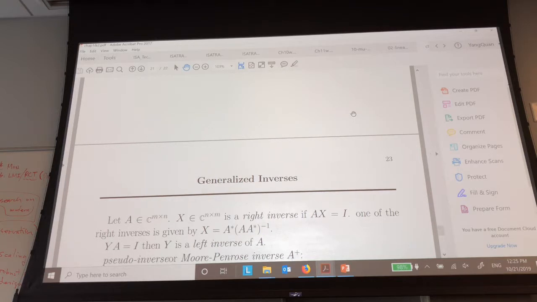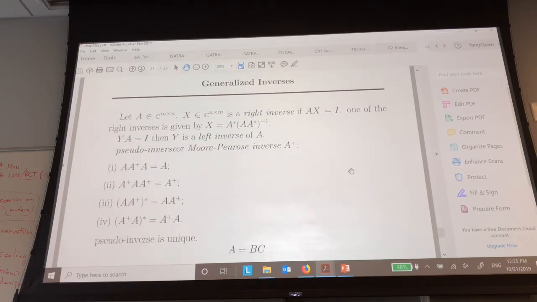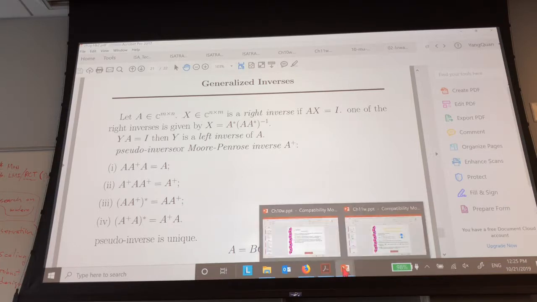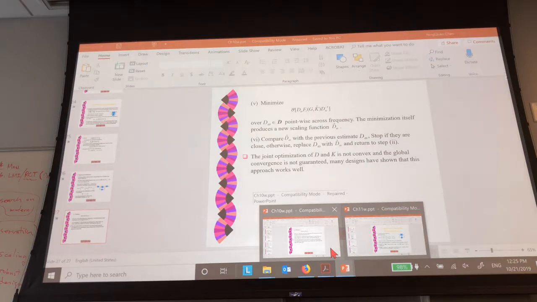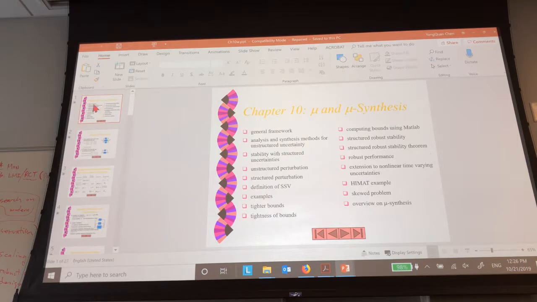I think it's okay. Generalized inverse, we probably should not take a look. We have it in our textbook. So let's move back to our structured singular values. Spend about 25 minutes on it.